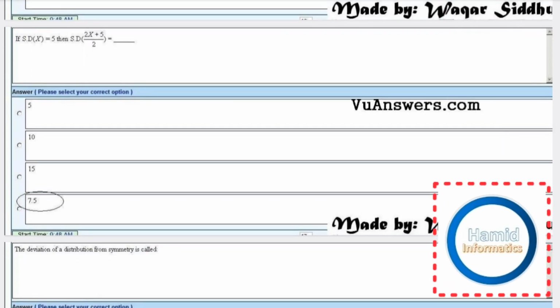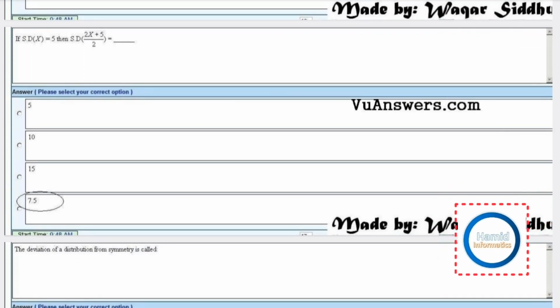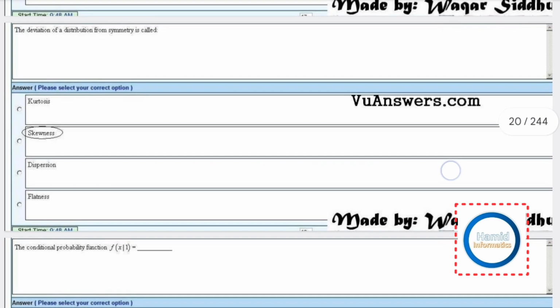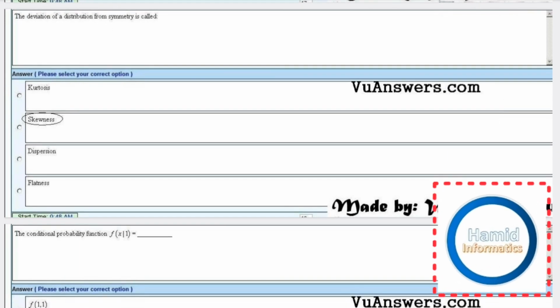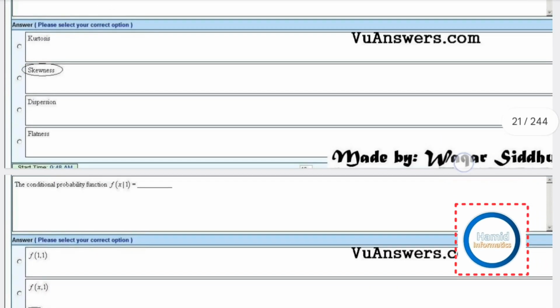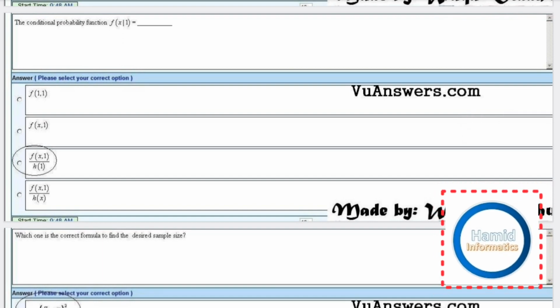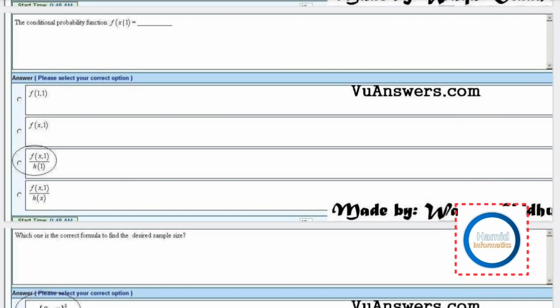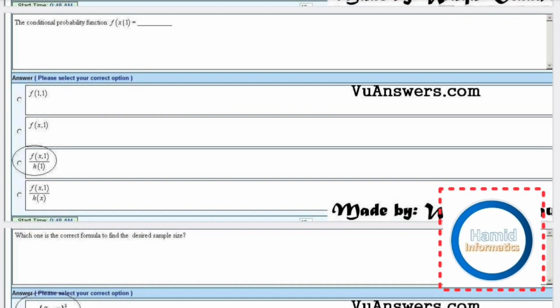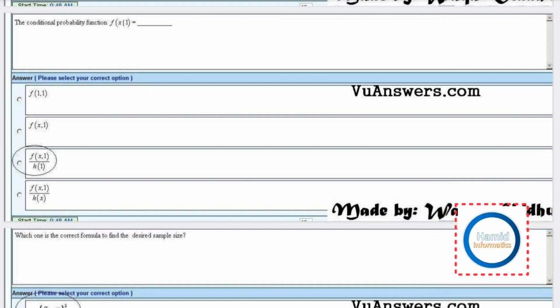If S.D. of x is equal to 5, then SD of (2x plus 5) divided by 2 is equal to 7.5. The deviation of a distribution from symmetry is called skewness. The conditional probability function f(x given y=1) or f(x|1) is equal to f(x, 1) divided by h(1).